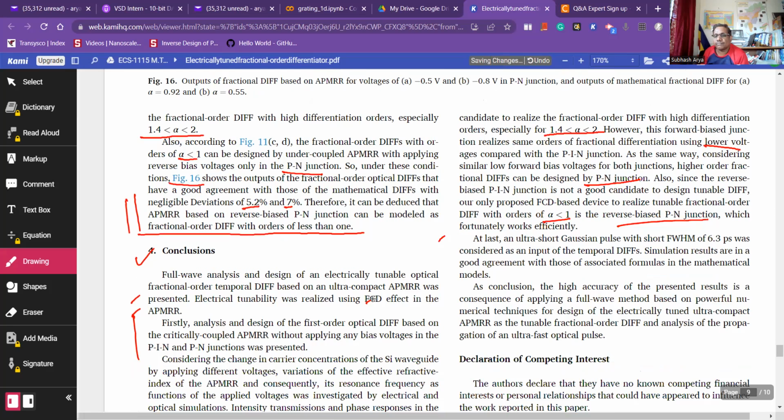At last, an ultra-fast Gaussian pulse with short full width at half maximum of 6.3 picosecond was considered as an input of the temporal differentiator. Simulation results are in good agreement with those of the associated formula in the mathematical model. As conclusion, the high accuracy of the presented result is a consequence of applying a full wave method based on powerful numerical techniques for the design of the electrically tuned ultra-compact APMRR as the tunable fractional order differentiator and analysis of the propagation of an ultra-fast optical pulse.